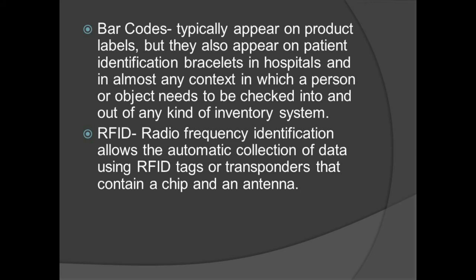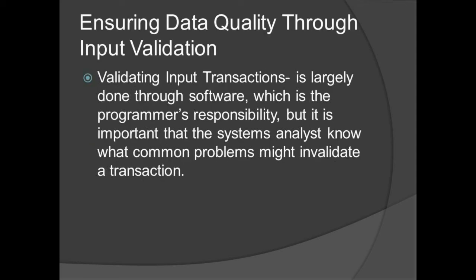Barcodes typically appear on product labels, but they also appear on patient identification bracelets in hospitals and in almost any context in which a person or object needs to be checked into and out of any kind of inventory system. Lastly is the RFID, or the radio frequency identification, which allows the automatic collection of data using RFID tags or transponders that contain a chip and an antenna.